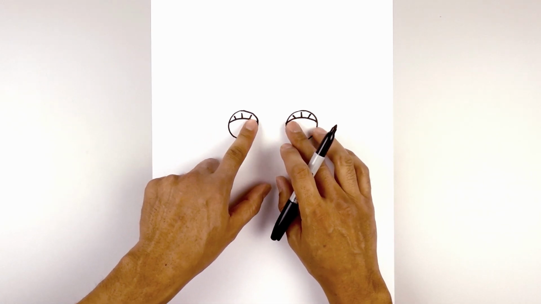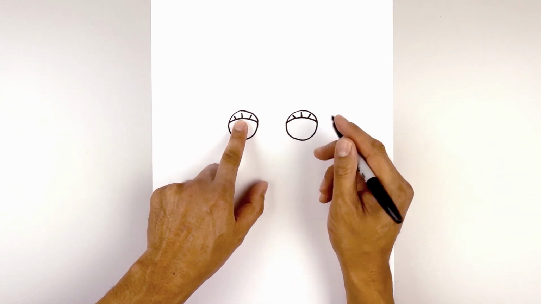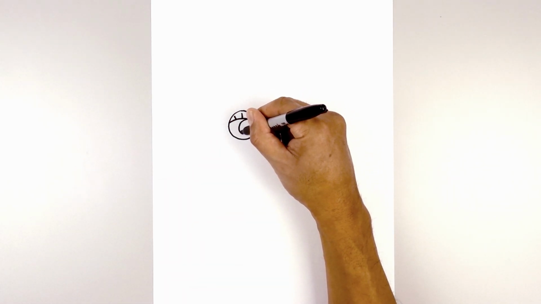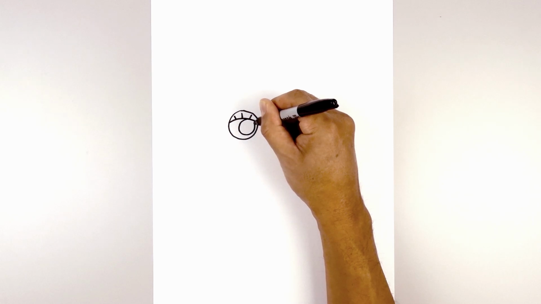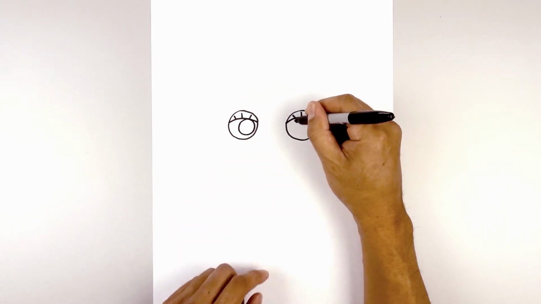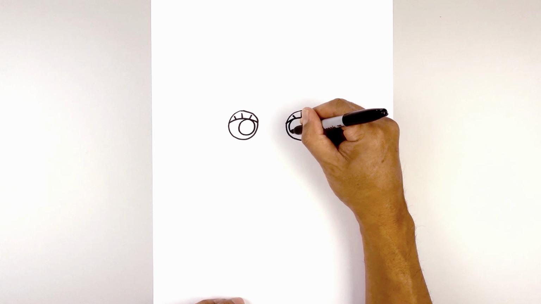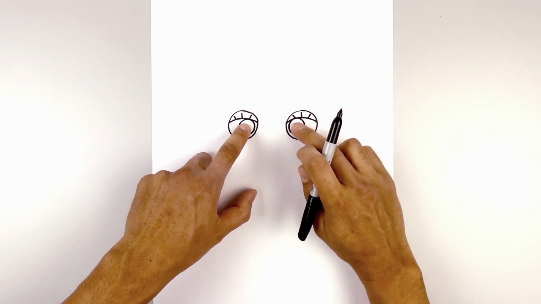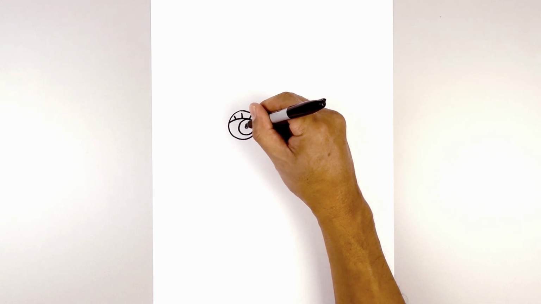Now we're going to add two smaller circles on the inside for the iris. Now we're going to shift these inward. So along the top, draw in that first circle. We want to leave a little gap on the inside of the eye. Let's do the same thing on the right. Now in the center of the iris, we're going to draw a small circle and fill that in black.